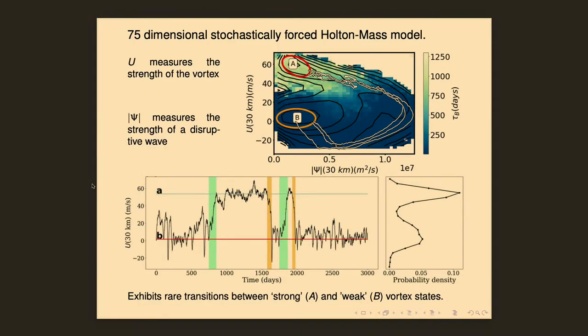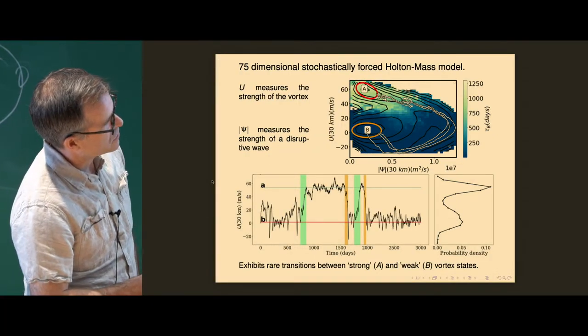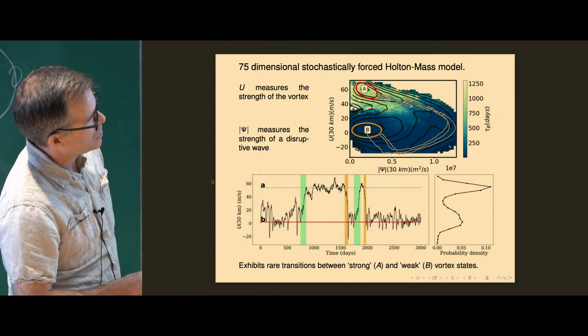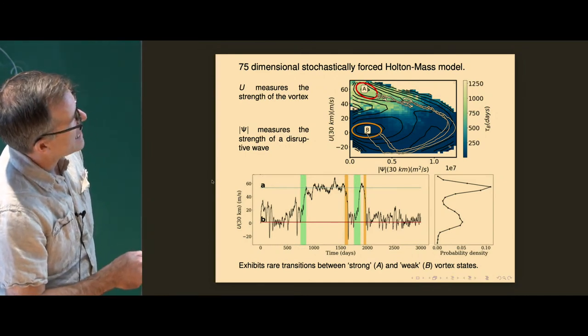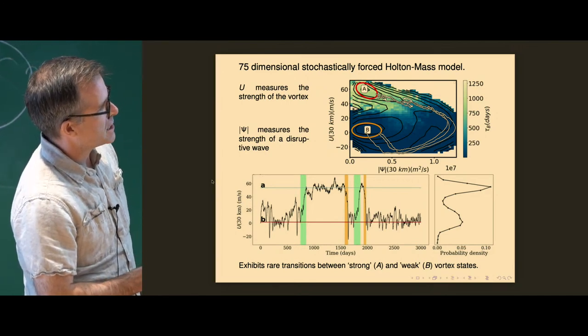There are two variables that you'll see appearing a lot in the pictures. The interpretation that we need for the purposes of the talk is that U measures the strength of the vortex, and the magnitude of this complex number psi measures the strength of a disruptive wave that can come and disrupt the vortex, which is a switch from A to B. Here I'm just showing a time series of this resulting stochastic process. U and psi are actually functions of altitude, but often I'm going to be plotting them just at 30 kilometers.